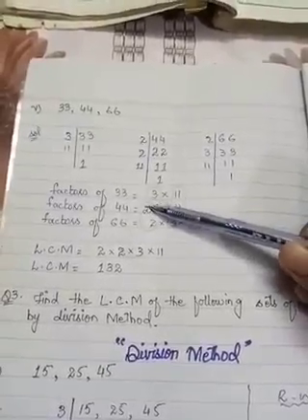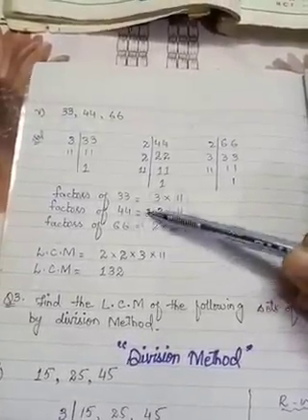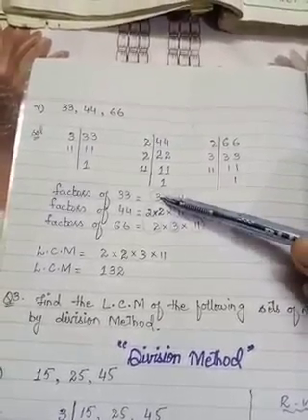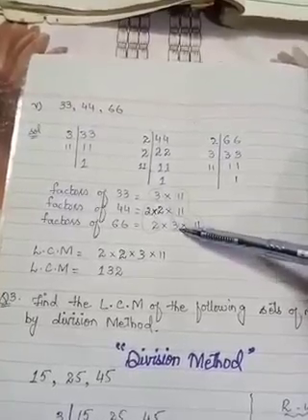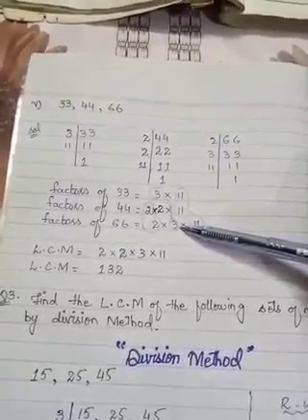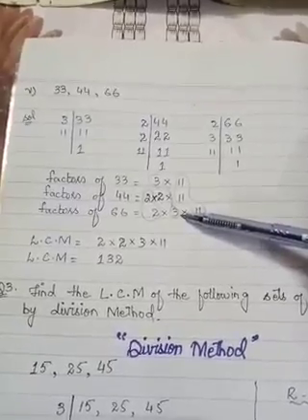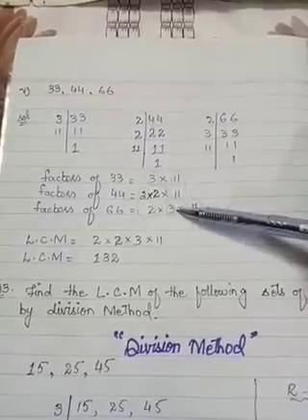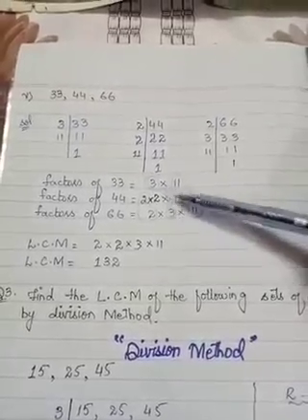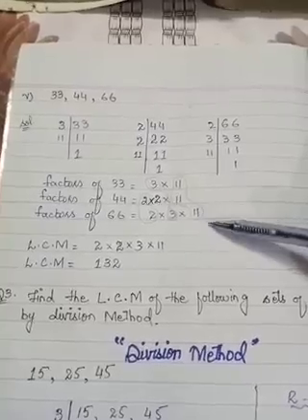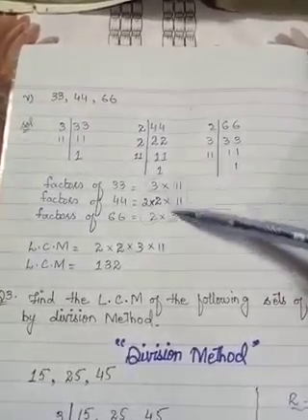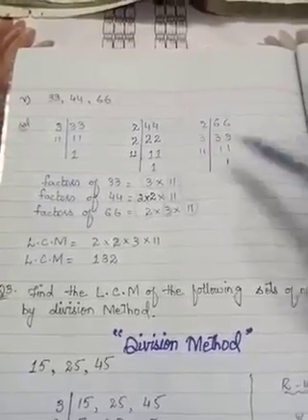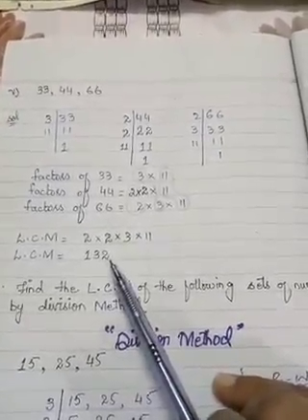Then you can see we have a pair of 2 in 44 and 66. We make the pair of 2. Then we can make the pair of 3, because in 33 and 66 we have 3, that is a common factor. So in LCM you can make pairs of common factors between 2 numbers. If the number is common, you can make the pair. If the number is common in 3 or more numbers, then you can make the common pair. So in the simplest way, I have just directly solved it here.